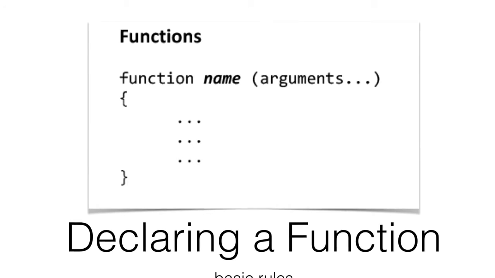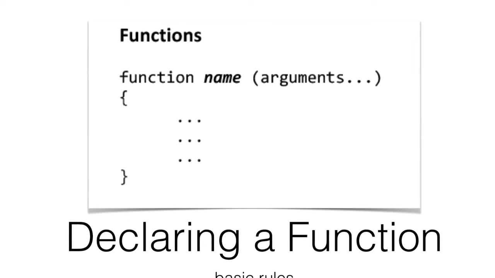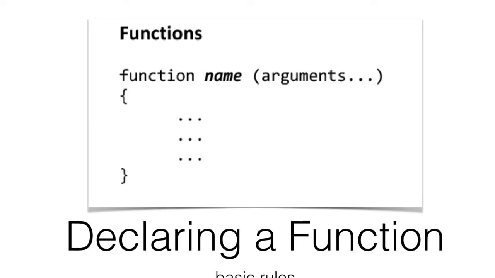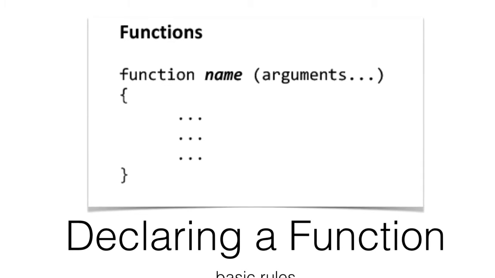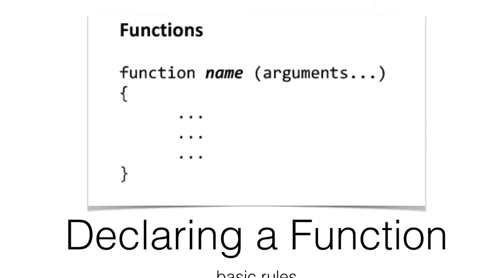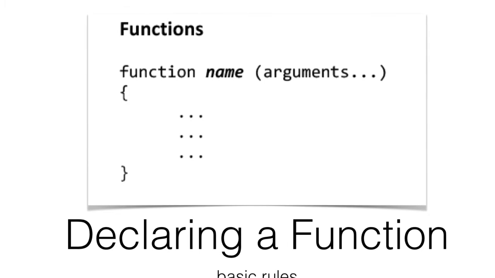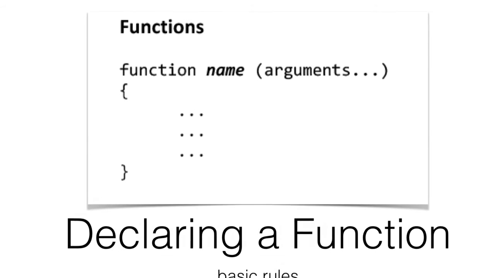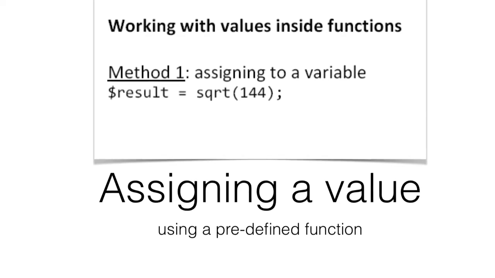Enclose those in parentheses. Then open your curly brackets, put in the lines of code that make up this function, and close your curly brackets, setting off the block that identifies this function. And that is how you declare a function. We'll talk more about what goes inside and what those arguments are a little bit later. We're going to talk about 4 different ways of working with functions.